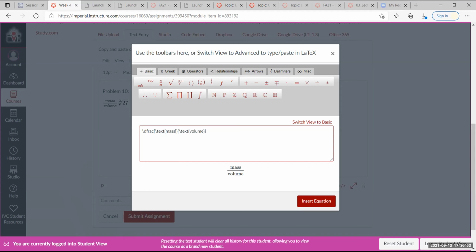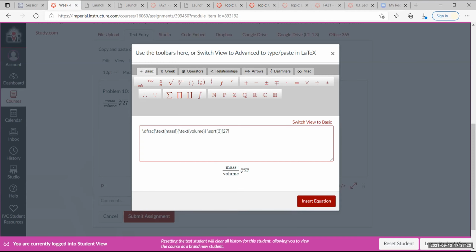So I could do it this way, or what did I do earlier? I did cubic root. So I could do, for example, I forgot. How do you do cubic root? Is it root? No, SQRT. I don't know if this is going to work or not. Yeah, this is the one, for example, of 27.